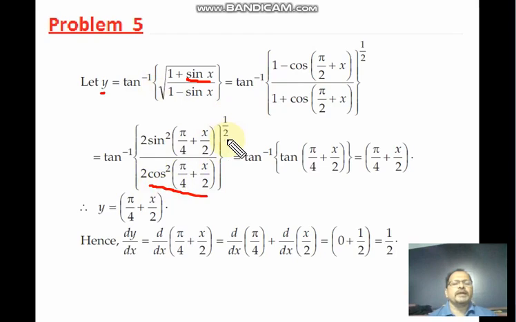Now the bracket raised to half and the square cancel each other. You get tan inverse tan of (pi by 4 plus x by 2). Your answer for y is pi by 4 plus x by 2, and its derivative: the derivative of pi by 4 is 0 and the derivative of x by 2 is half.